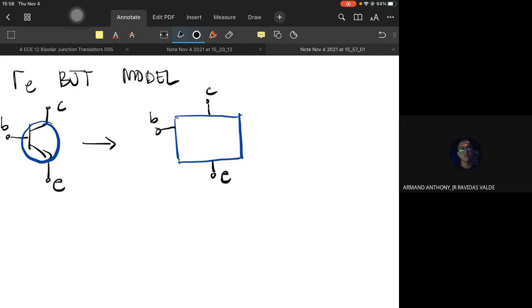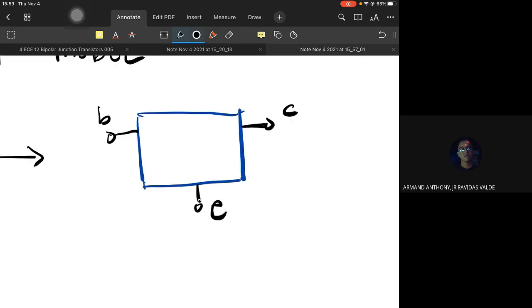Supposedly, we have C, B, and E: collector, base, and emitter. And internally, it's still an NPN transistor. But we will replace it with something we can use for AC analysis. So let's move our collector here, and our emitter is already fine there.